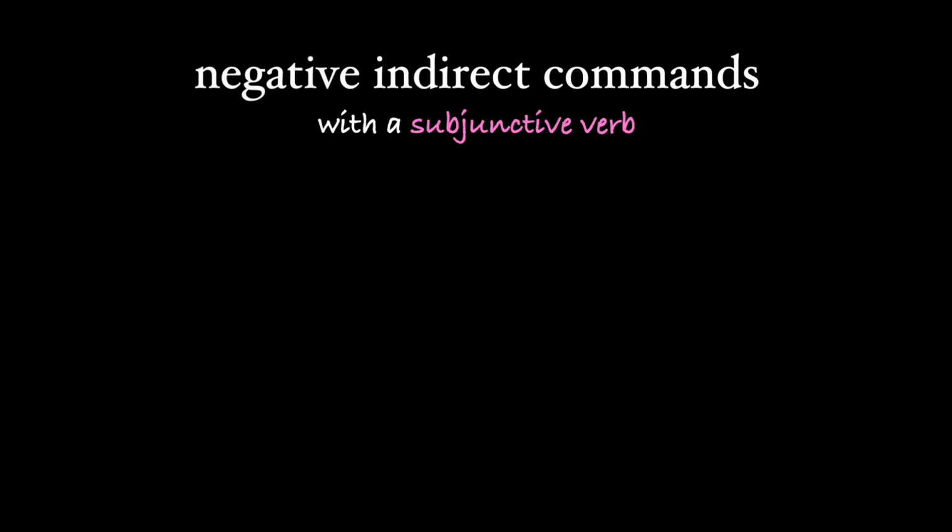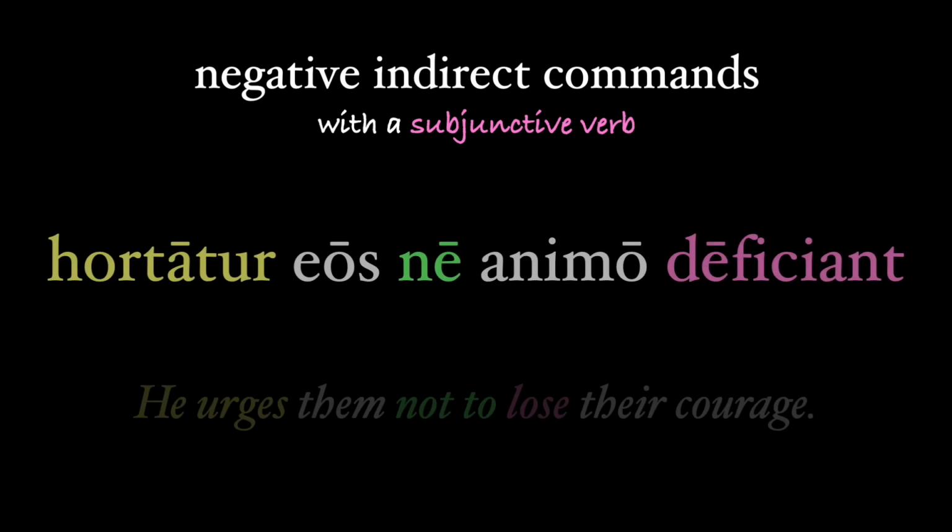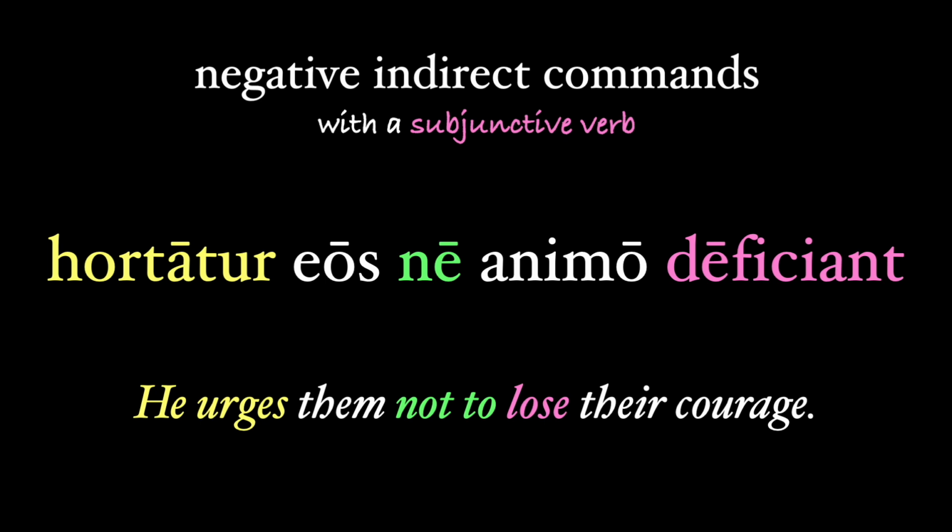A prohibition, or a negative indirect command, uses a ne instead of an ut, kind of like a purpose clause, Rule 77. Hortatur eos ne animo deficiant. He urges them not to lose their courage.